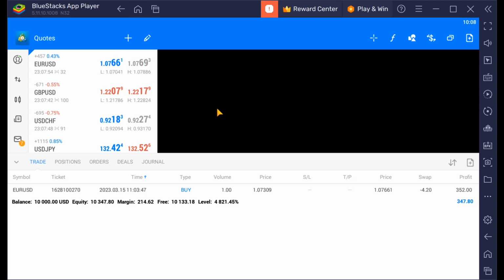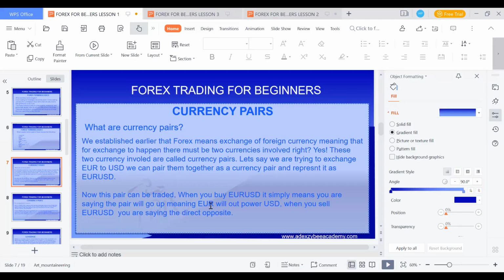Okay, so let's proceed back to our slide. Now, the pair can be traded. When you buy Euro USD, it simply means you are saying the pair will go up. That's the value of Euro will go up against the US dollar. And when you sell, you are saying the exact opposite. I think I explained that.